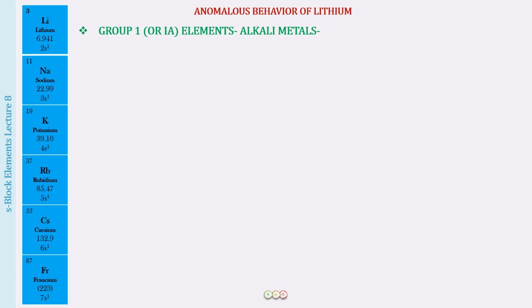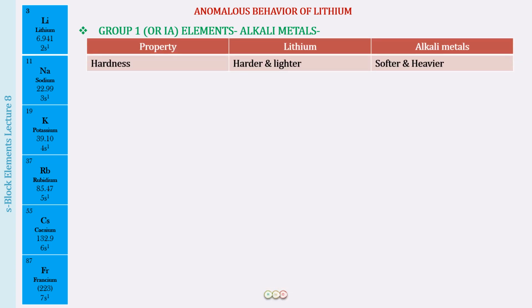So now let us quickly see the different properties in which lithium is going to be different from the rest of the alkali metals. The first is hardness. Lithium has strong metallic bonds because of the small size. Therefore, it is going to be the hardest and the lightest. As we go down the group, the softness increases, and because the atomic mass increases, they become heavier.